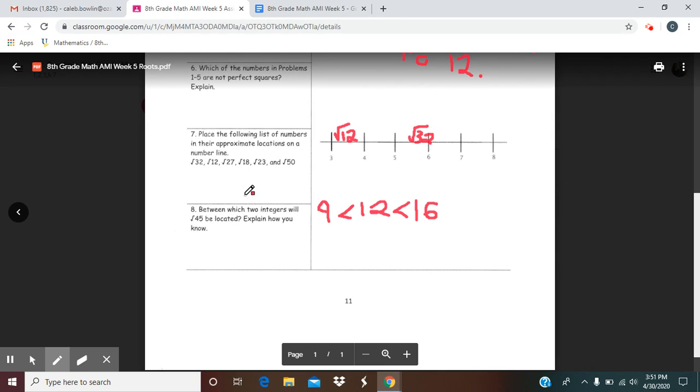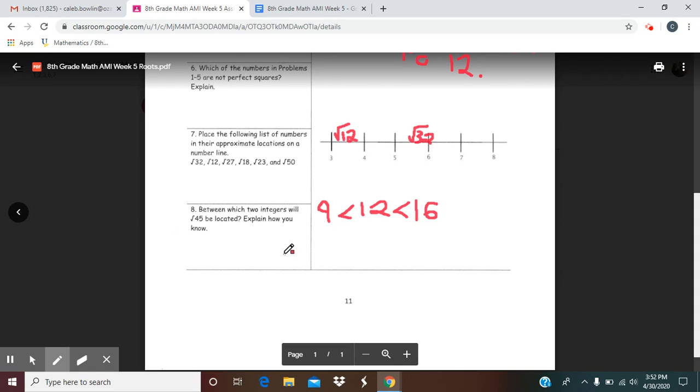So now let's take a look at the last question. Number 8, between which two integers will the square root of 45 be located? So it's just asking you to do a very specific number and go through the same process. You don't have the number line here necessarily to use, or you could use the number line to help you. It's up to you. But it's going to be that same process of finding which perfect square is below 45 and which one is above 45. And then tell me which number it's closest to.